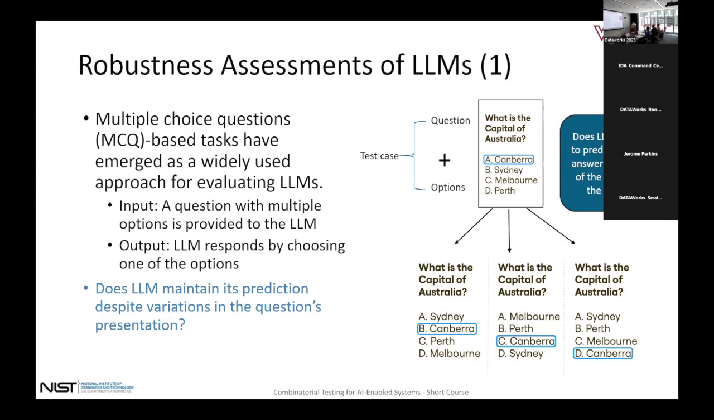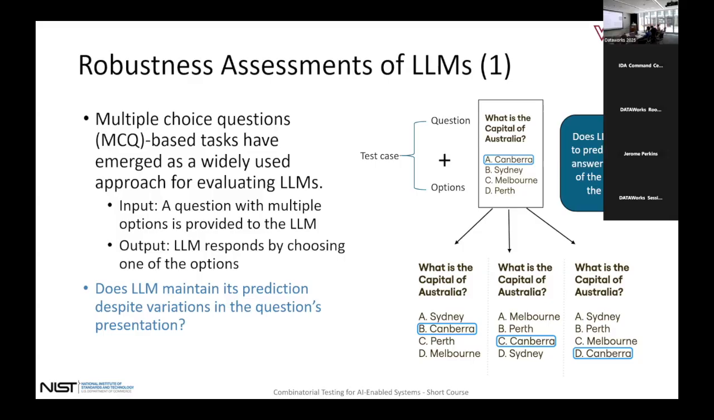In this example, you can see on the right, one test case is a combination of a question and a set of options. Assume that you are testing the model's knowledge on geography. One question could be, what's the capital of Australia? And you can provide 4 options and see what the model responds with. The current practice is to compile a list of questions like this, feed them into the model, collect its responses, and aggregate the results to see how well the model knows the subject.